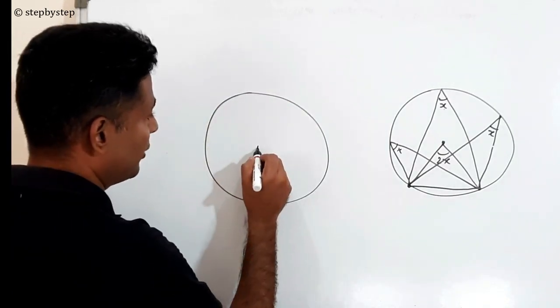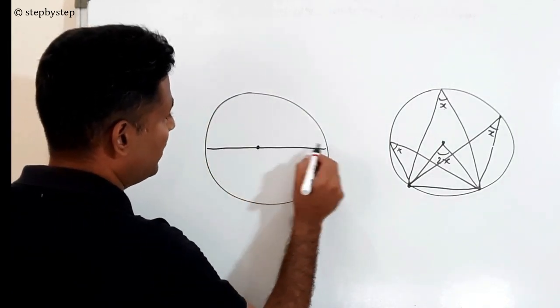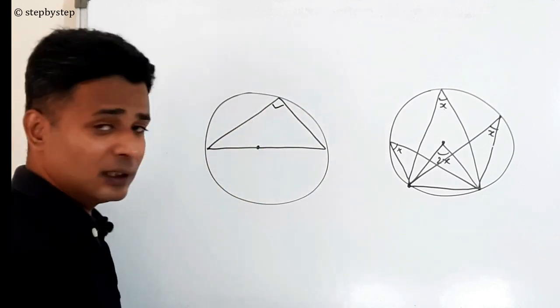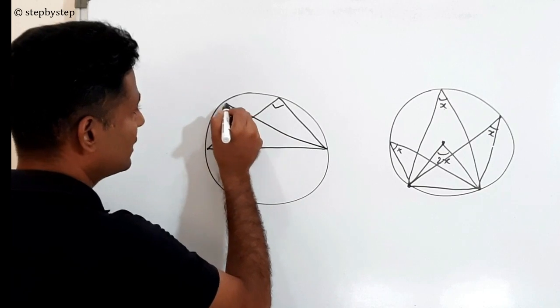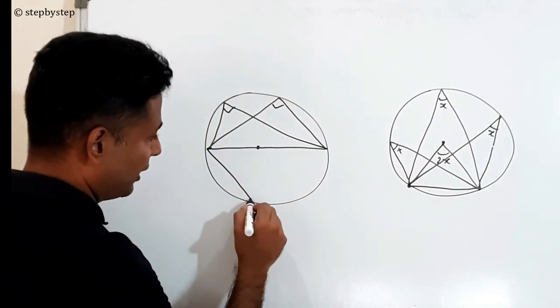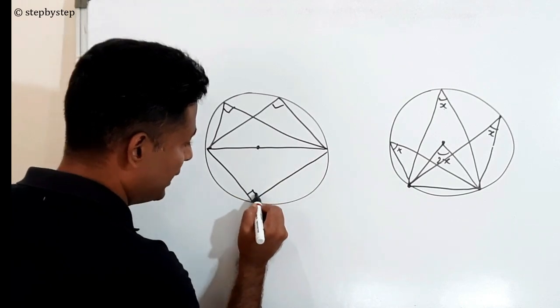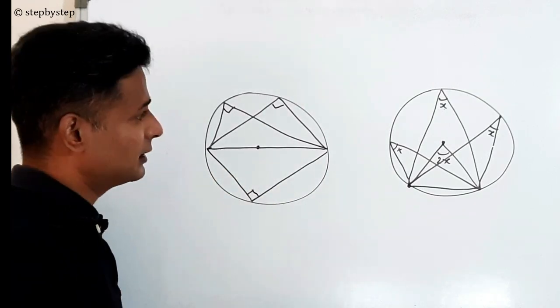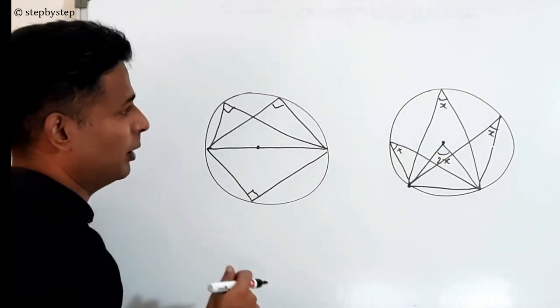Now the second thing that you need to remember: if this is a diameter, it always makes an angle of 90 degrees with the circle. Anywhere on the circle it will make 90 degrees. So from the diameter, if it is making an angle here, this also will be 90 degrees. So the diameter always makes a 90 degree angle with the circle. You need to remember this.